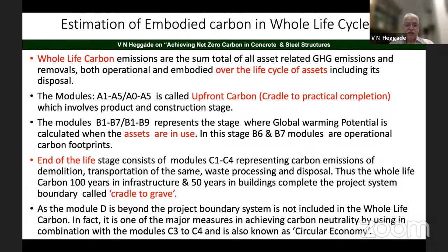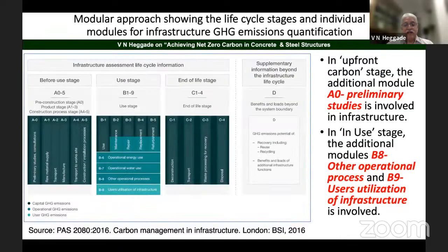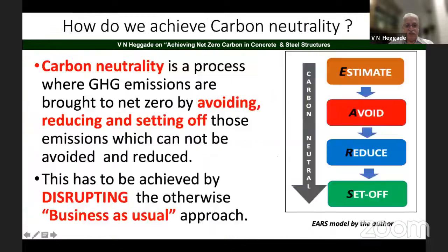So we have already defined what is whole life carbon: the total carbon dioxide emission during the service life, including the production of the facility and the demolition of the facility, is called the whole life cycle carbon, or whole life carbon, as you can see here. Now, I have tried to give you here a model of my own for carbon neutrality, which I call the YEARS model, which has estimate, avoid, reduce, and set up.